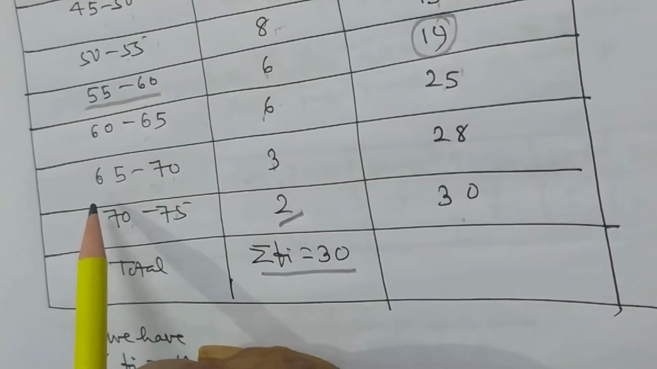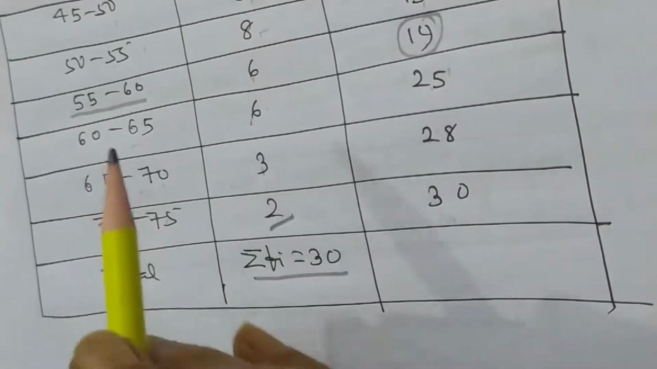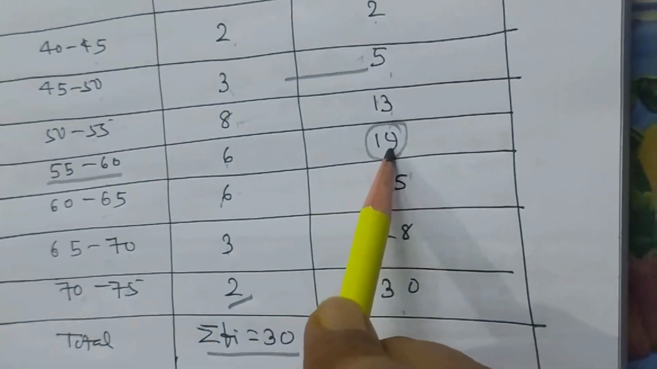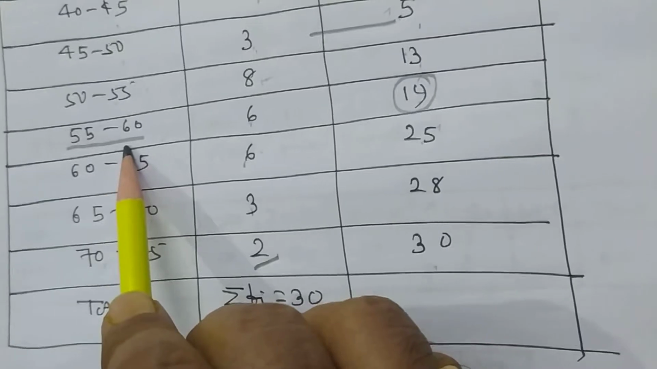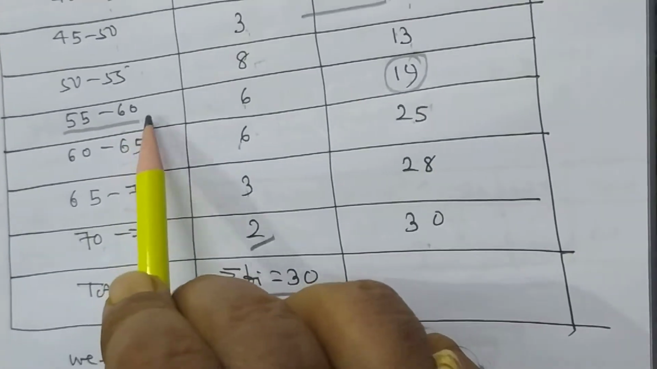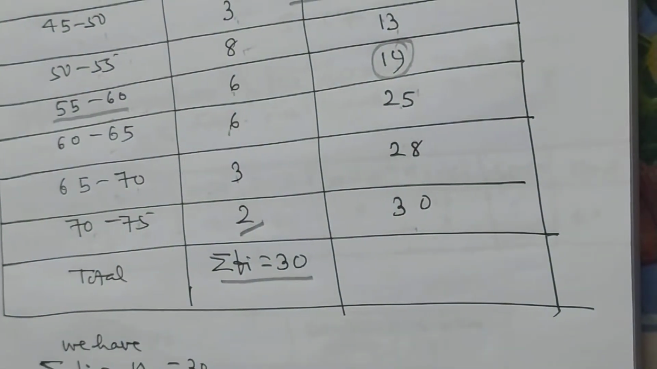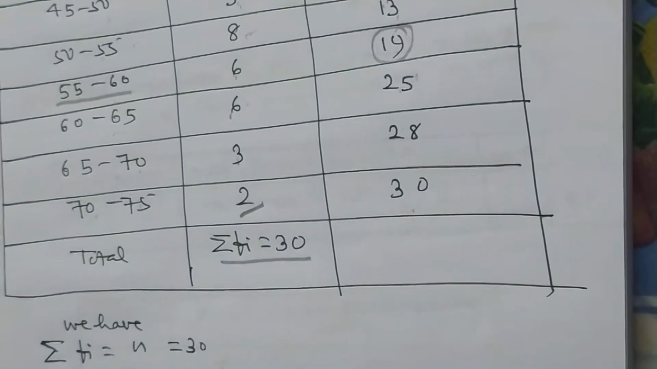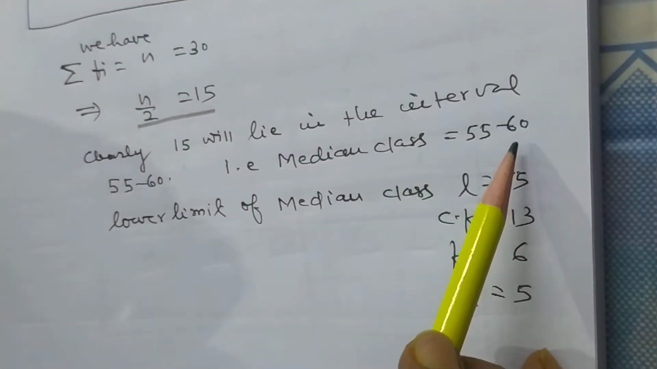Try to listen. How will you determine median class? We will calculate n by 2, that is 15. And 15 is under the cumulative frequency 19. And in front of 19, there is a class interval 55 to 60. So median class will be 55 to 60. So my dear students, median class is 55 to 60.